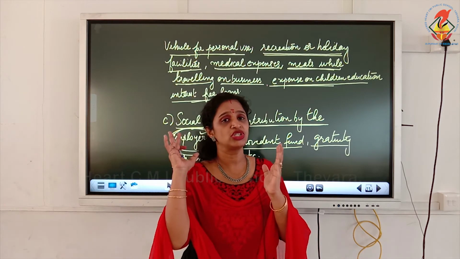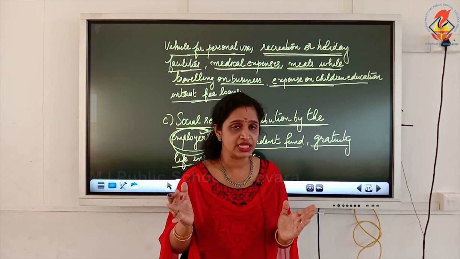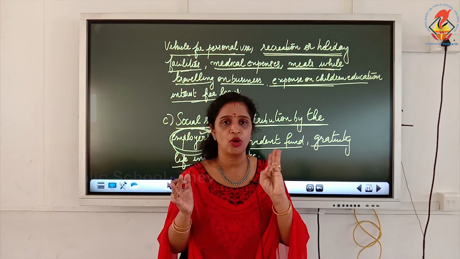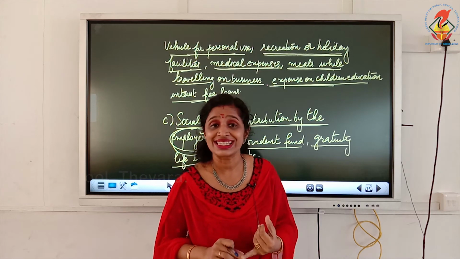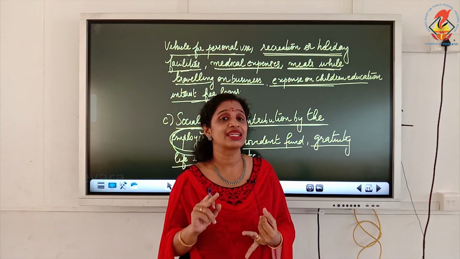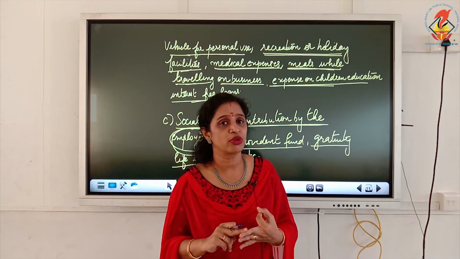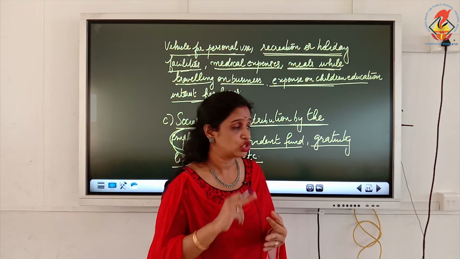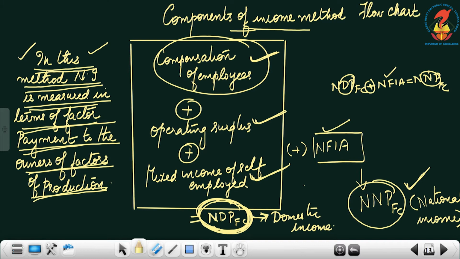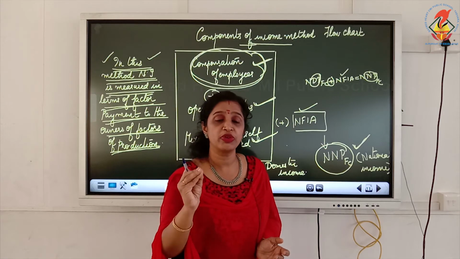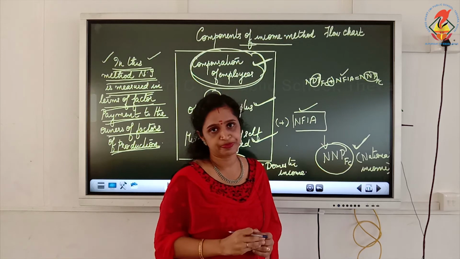So the first component, compensation of employees, consists of three main components. The first one is wages and salaries in cash, wages and salaries in kind, and social security contribution by the employer. So in the flow chart, we have completed the first component, compensation of employees. It consists of three components, which are they? Wages and salaries in cash, wages and salaries in kind, social security contribution by employers.